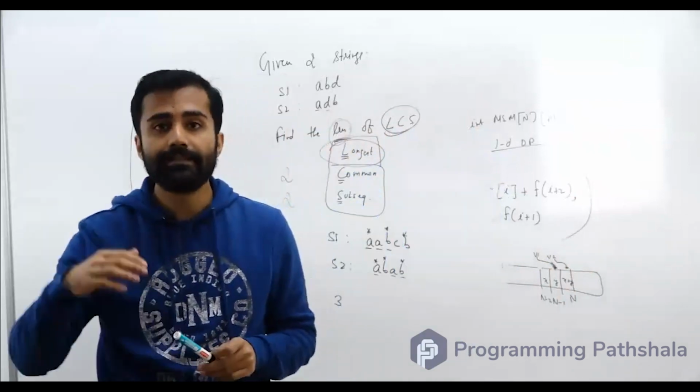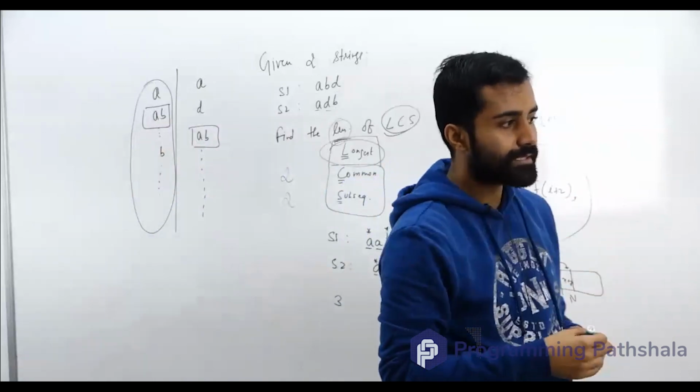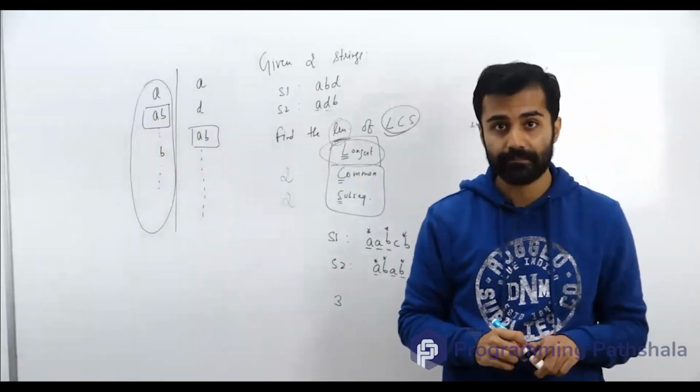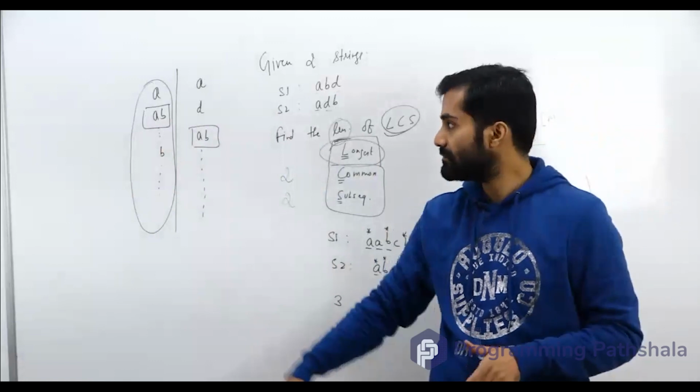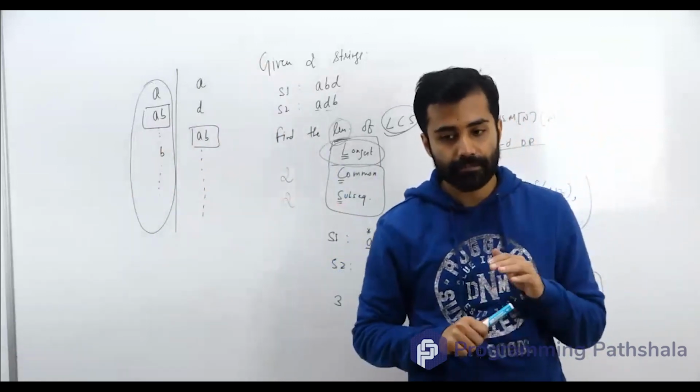But it has a huge time complexity, because if you go ahead to generate all the subsequences, it will take you 2 raised to power n time, right? And if you store them, it will take much more memory. It's not an intelligent approach.